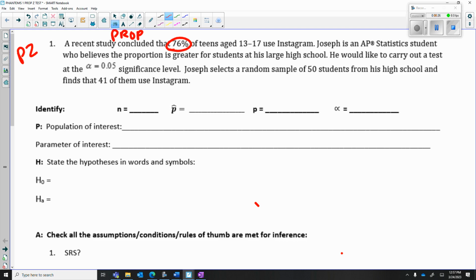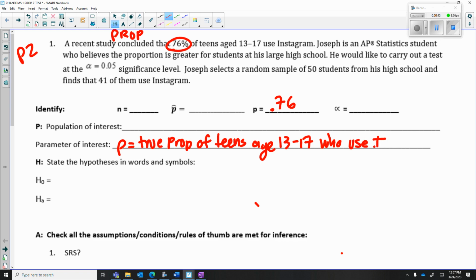This P is the true proportion of all teens who use Instagram based on the past. So that's the parameter, the true proportion of teens age 13 to 17 who use Instagram. Okay. So Joseph believes that the proportion is greater than that at his high school. And so do I, by the way. So that's going to correspond to his alternative hypothesis, okay?